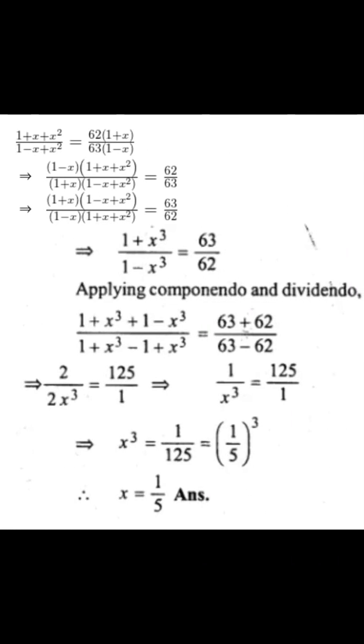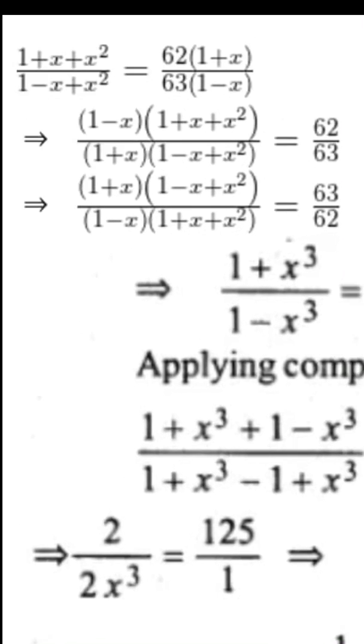Let's move to the next question, where we are going to take the question (1 plus x square) upon (1 minus x plus x square) is equal to 62(1 plus x) upon 63(1 minus x). Now to solve this question, I'll take 1 minus x in the numerator part of the left hand side, and 1 plus x in the denominator part of the left hand side, and this is what I get once I do that.